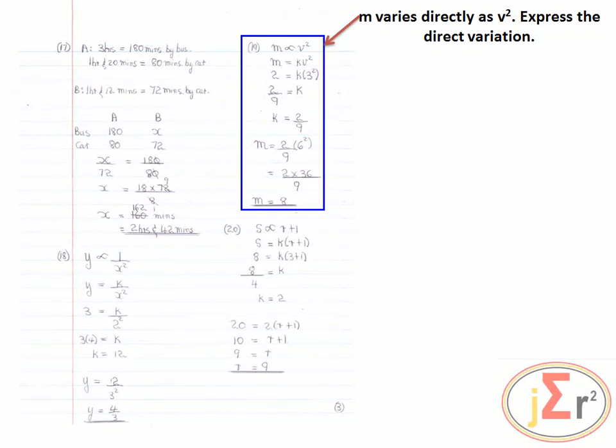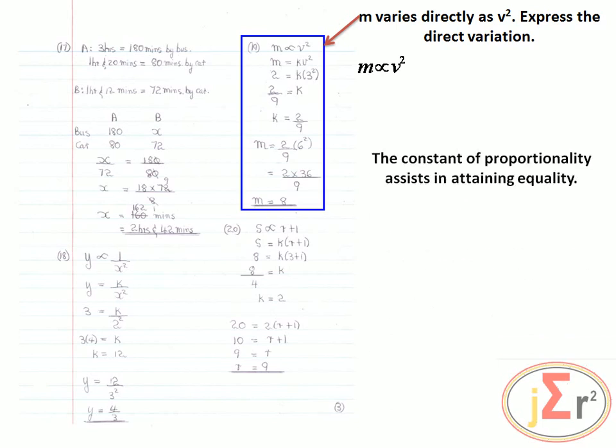N varies directly as V squared. Express the direct variation. So we have it right there. M varies directly as V squared. The constant of proportionality assists in attaining equality. So we need equality, and the constant gives us that opportunity, because when we have the equality, the expression is, as we said before, more user-friendly.